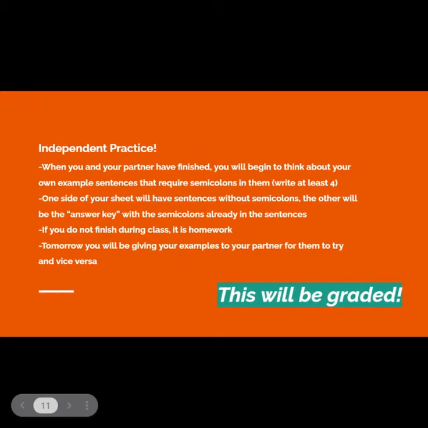On one side, it's going to be the sentences without semicolons, and then on the back, or on a second paper, I want you to write an answer key where the semicolons are in the sentences. If you don't finish during class, this will be homework, and then tomorrow you will be giving your sheet to your partner, and they will be giving it to you, and you will be trying to add the semicolons to their sentences.